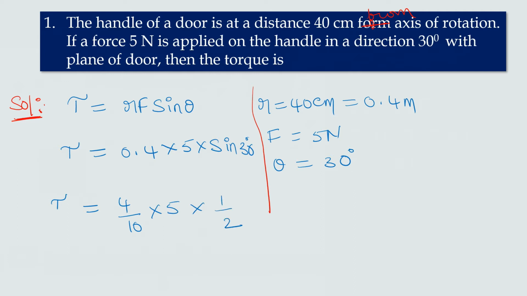So here 5 ones, 5 twos, 2 twos are 2, gets cancelled. So tau is equal to 1 newton meter. This is the final answer. Okay. Now we will go to the next question.